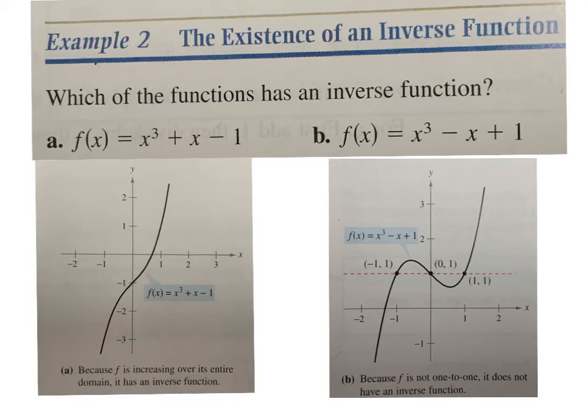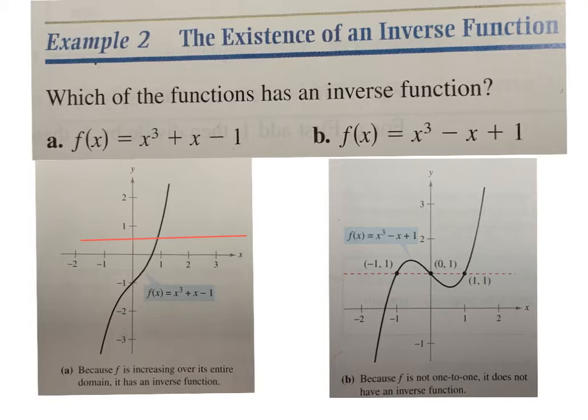But if it is going the same direction the entire domain, you can see that if I do a vertical line test, anywhere I put that, it is going to be a function. And if I do a horizontal line test, anywhere I put a horizontal line, I would only cross it once. This guy will have an inverse for sure, just by looking at that function.